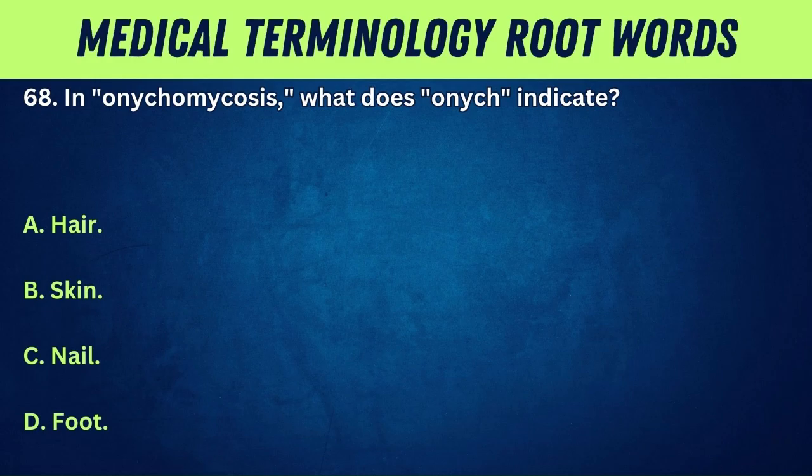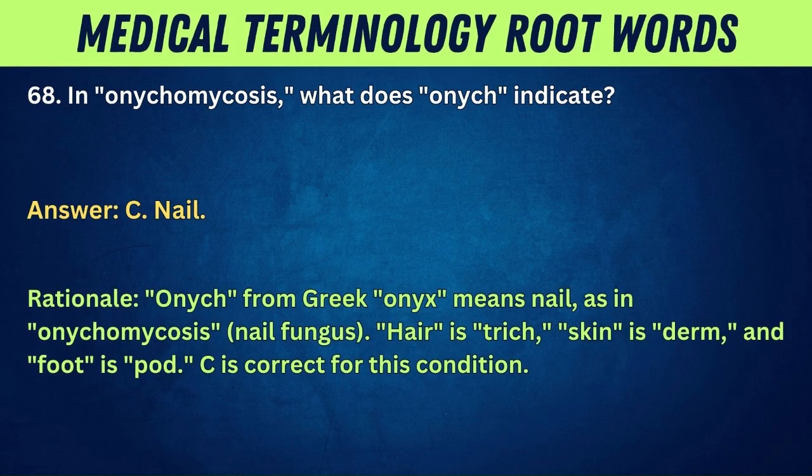68. In onychomycosis, what does onyx indicate? A. Hair. B. Skin. C. Nail. D. Foot. Answer: C. Nail. Rationale: onyx from Greek onyx means nail, as in onychomycosis, nail fungus. Hair is trich, skin is derm, and foot is pod. C is correct for this condition.